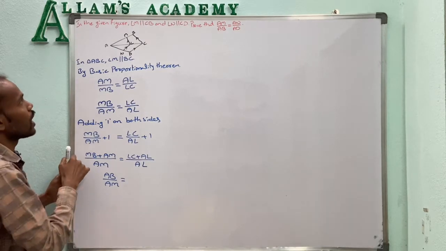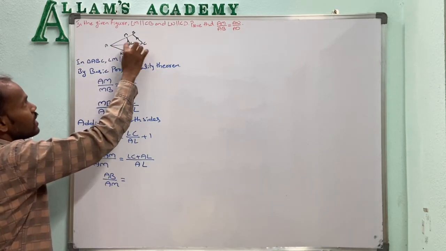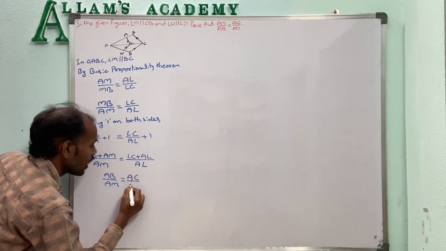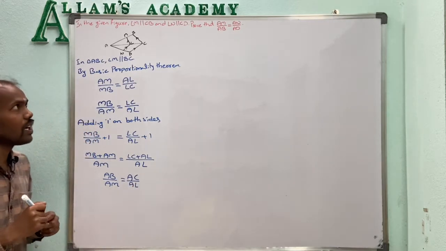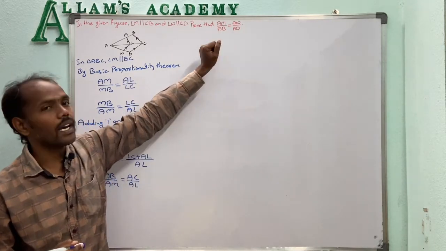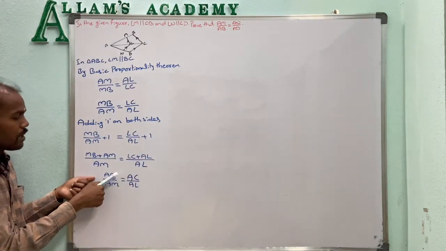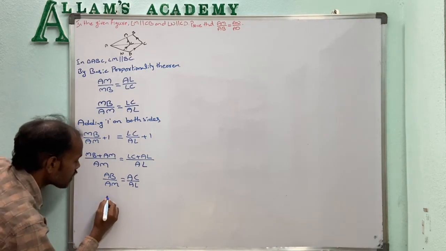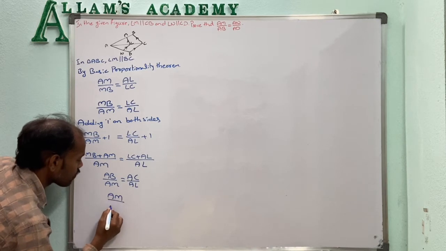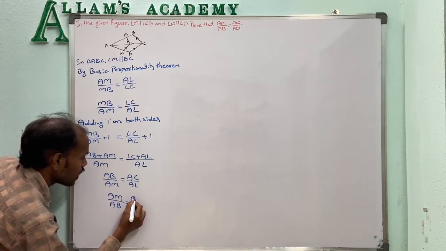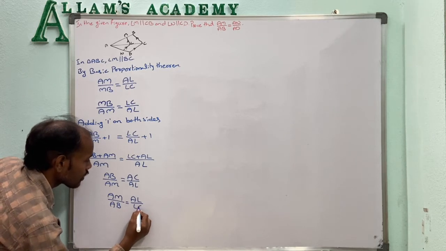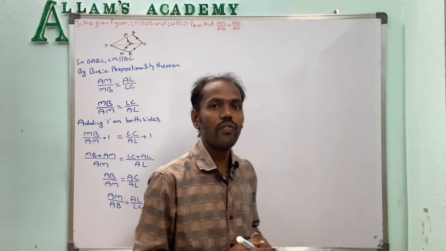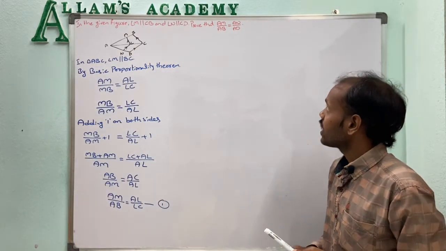Here AL plus LC is nothing but the side AC, so AC by AL. Our answer needs to be in the form AM by AB, but here we get AB by AM. So once again we take the reciprocal. That means AM by AB equals AL by AC. We take this as equation 1.